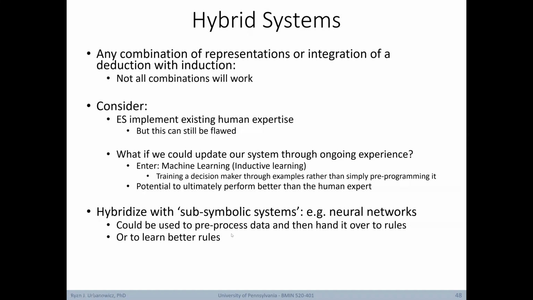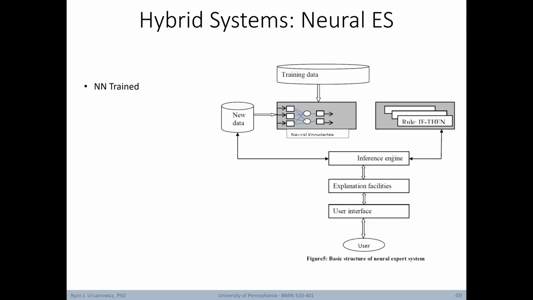The neural networks in this situation could be used to pre-process the data and then hand it over to rules, or they could be leveraged to learn better rules. Here's one example of a hybrid system. Specifically, this is an example of a neural expert system, or a neural network-based one. So here we have some training data, and we've trained a neural network, and we have our expert system over here. However, in this case, rules can be extracted from the weights between the nodes in a neural network.